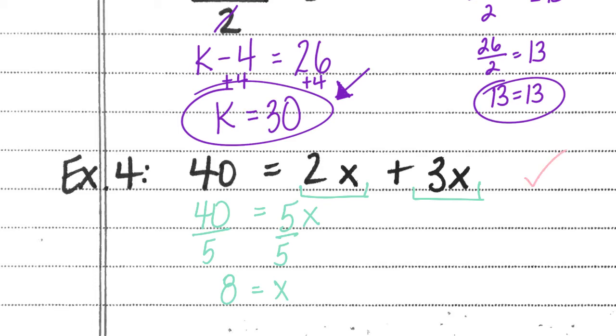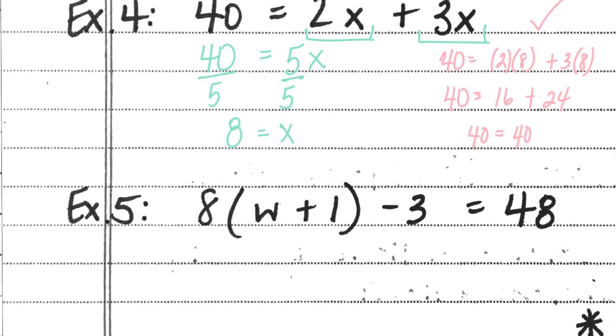Again, you should always check your work. 40 is equal to 2 times 8 plus 3 times 8. Is that a true statement? Yes, because 16 plus 24 is equal to 40.